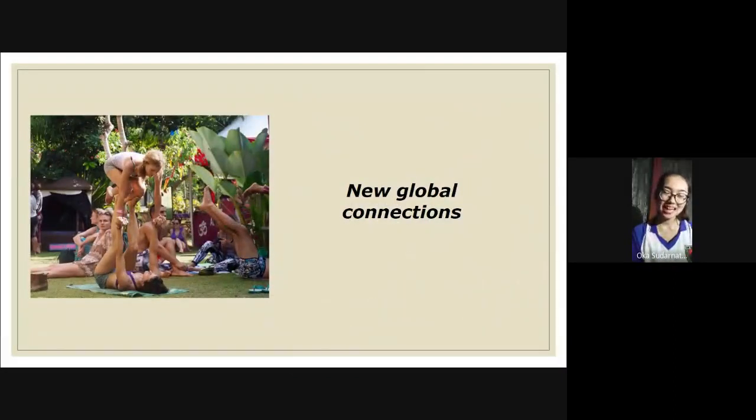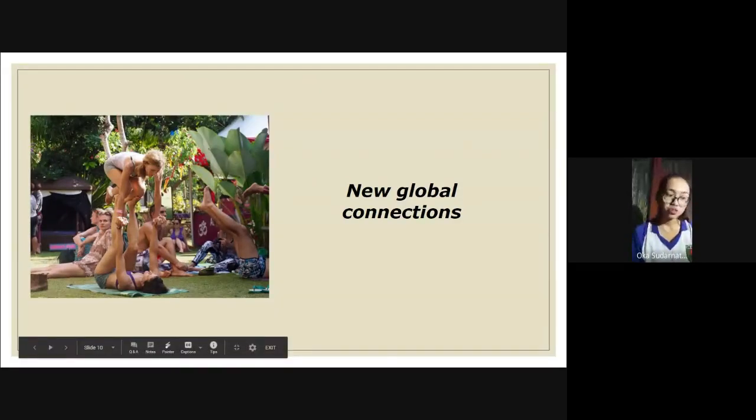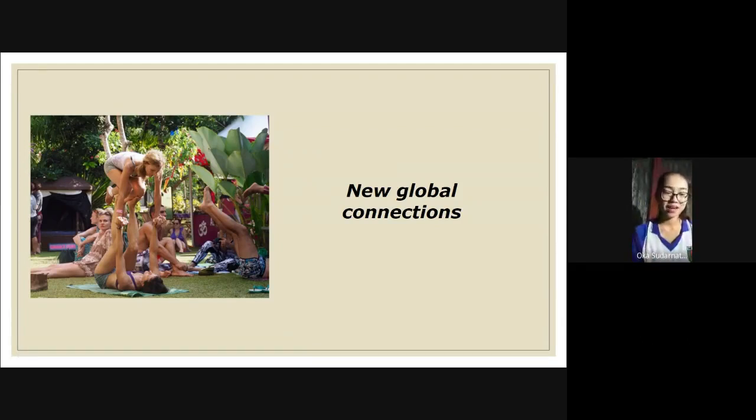And last but not least, this is my favorite thing. Yes, new global connections. One of the most exciting things about the Bali Spirit Festival is that it is truly international. You will meet people from all over the world, from young beautiful yoga teachers, hippies in their best age, healers, and tourists, to normal yogis like you and me. It is a truly global event, and you get to share your ideas and your dreams with the world.